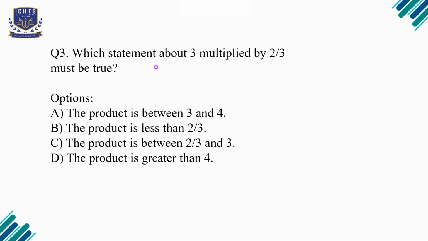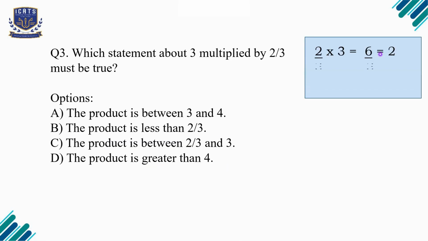Question number 3: which statement about 3 multiplied by 2 by 3 must be true? Option A is the product is between 3 and 4. Option B is the product is less than 2 by 3. Option C is the product is between 2 by 3 and 3. Option D is the product is greater than 4.